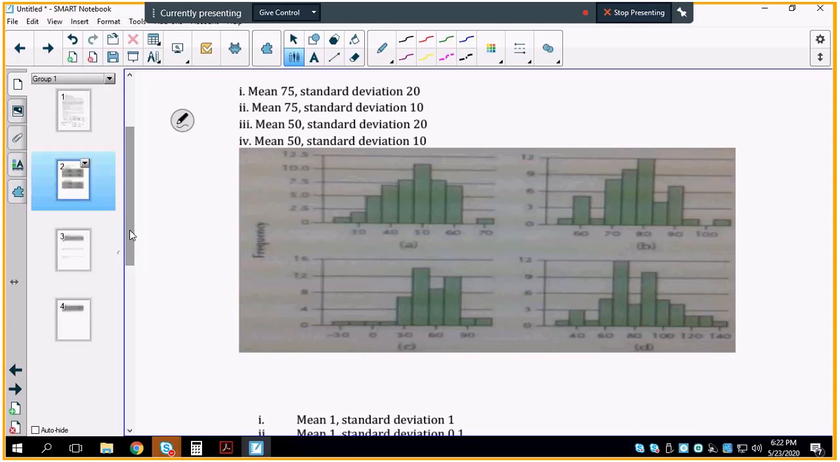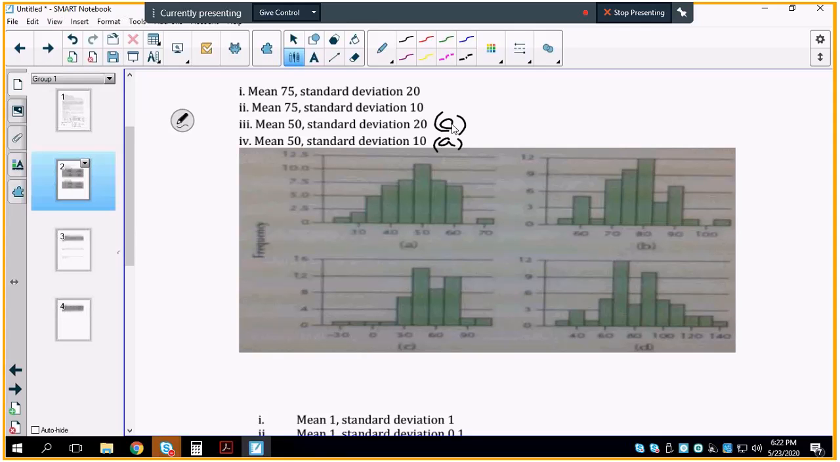Now if you look at part A and part C, it seems like in part C the values of the data differ a lot. They have a larger range. So that must have a larger standard deviation. So I will say mean 50, larger standard deviation of 20 is the graph C. Whereas part A of the graph is mean 50, smaller standard deviation because they are clustered close to each other. So that's mean 50, standard deviation 10, and I will say this is A.